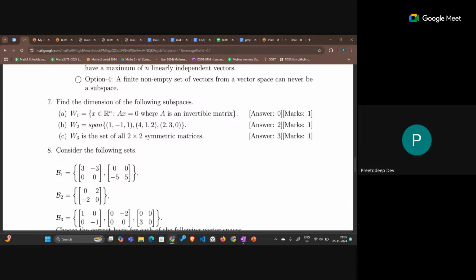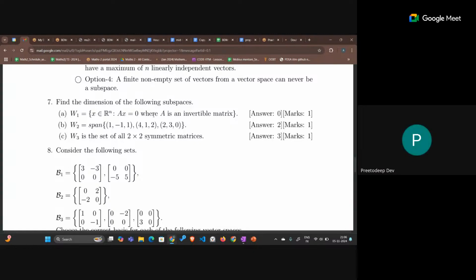How is that not a vector space? Because it is just one vector. One vector cannot be a vector space. A vector space has infinite vectors. And one more thing, (0, 0) is not there. That's why it is not a vector space. The zero vector is not there.